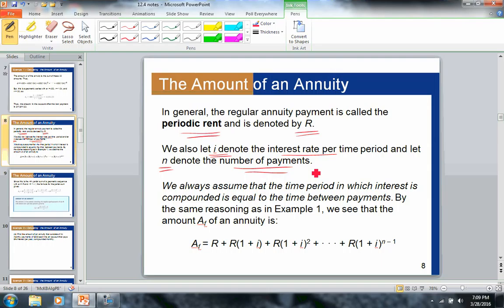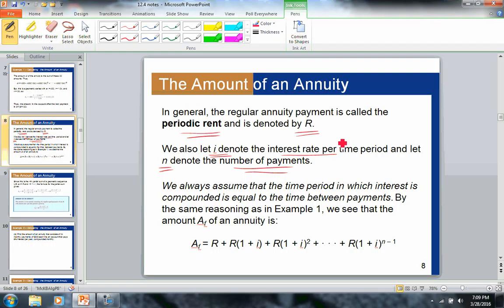Sometimes we have to take that interest rate and divide it, like we did in that opening example where we took the 8% and divided it by 2, so we got the 4%. They don't explain that here, but just know that for that interest rate, we might have to do some division to it. And we always assume that the time period in which the interest is compounded is equal to the time between the payments. So it's being compounded over that amount of time.